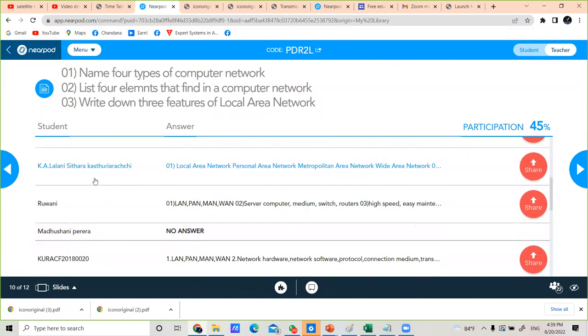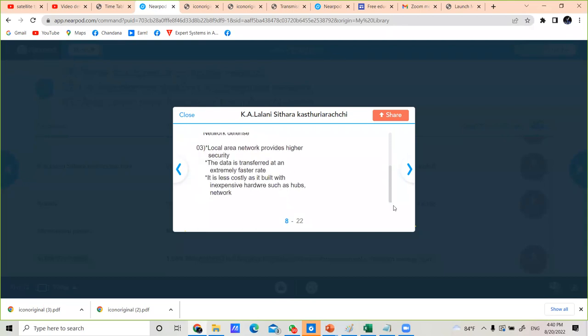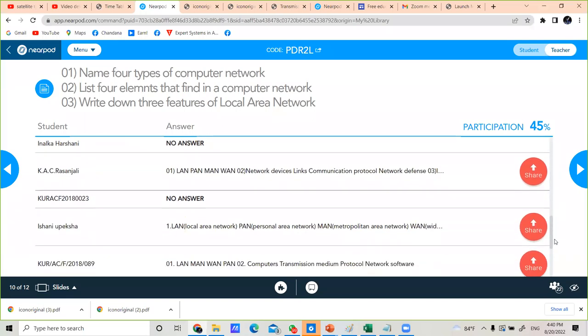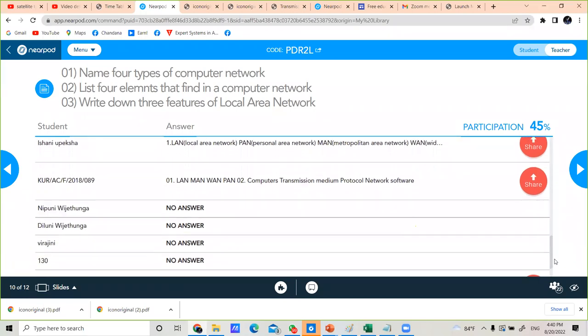Then we'll see another one, Lalani. First one: local area, personal area, metropolitan, wide area. Then 4 elements in the network: network devices, communication protocol, link, network defense. Okay. The features: provides higher security, data is transferred at an extremely fast rate, it is less cost, inexpensive hardware. Okay, that answer is correct. I think most of you did it correctly. I think no need to go through all the answers.